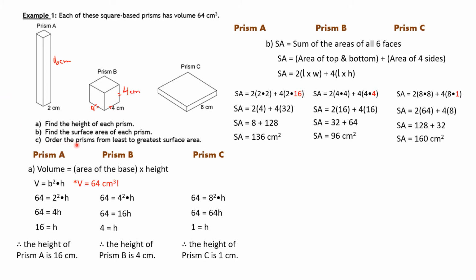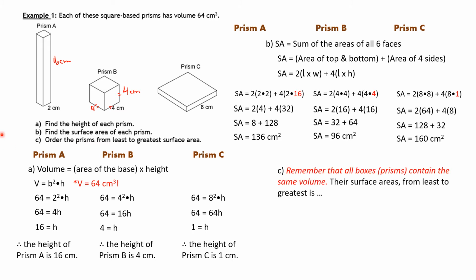Part C says order the prisms from least to greatest surface area. So this is the easiest part, least to greatest. Remember that all boxes or prisms contain the same volume. That was up here. So they all hold 64 centimeters cubed of volume, of space, of material. So their surface areas from least to greatest. They all have the same volume. So each of these 3 boxes could hold exactly the same amount of sand, say, right? Or cereal. They would all hold the exact same amount.